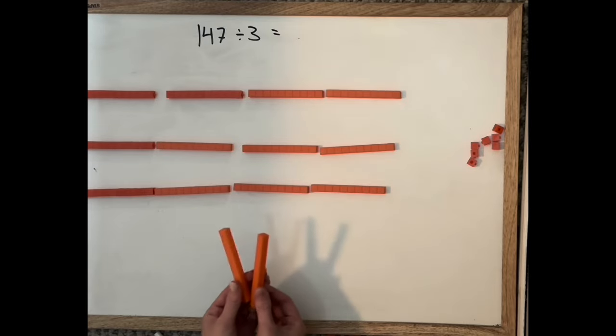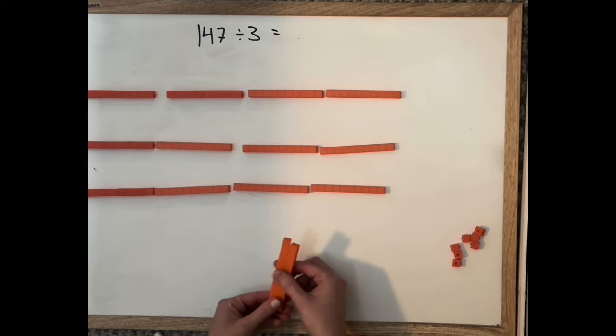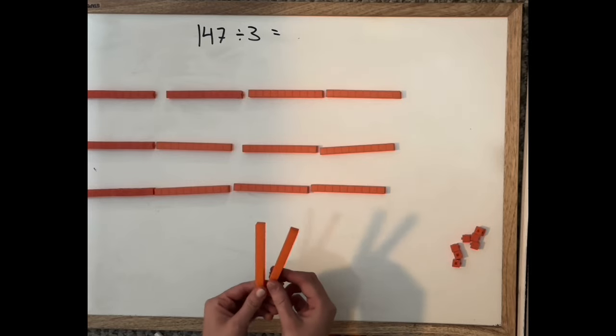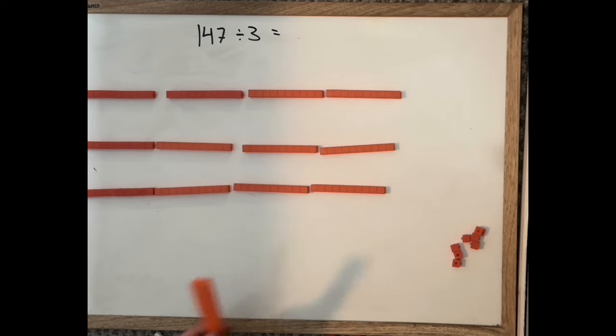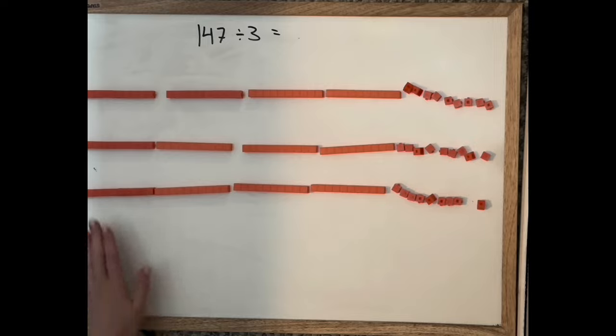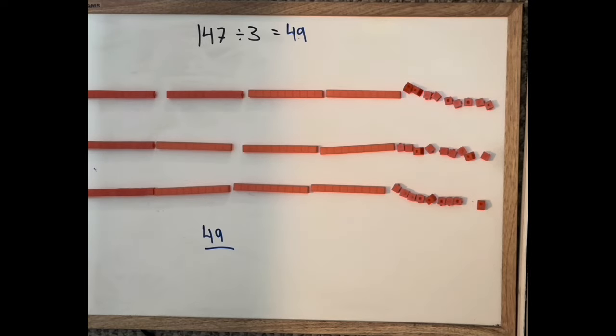Now I have 2 rods left over and 7 units. I cannot evenly break that into 3 groups, so I'm going to exchange my 2 rods for 20 units. Now we can distribute these units evenly. Now in each group I have modeled concretely that there are 4 rods and 9 units. 147 divided by 3 equals 49.